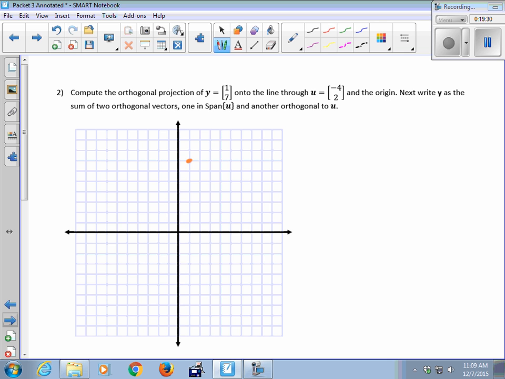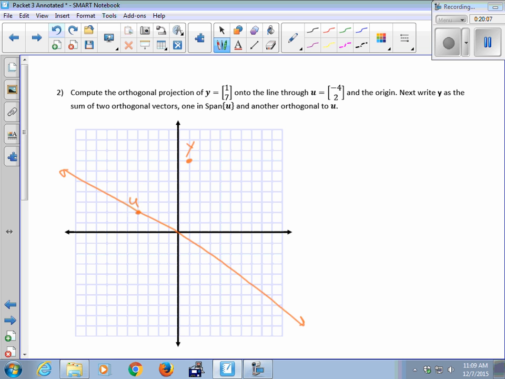All right, so I've got the point (1, 7), that's y, so I'm going to label it y. And then I have a line through (-4, 2), so I'm going to plot (-4, 2): 1, 2, 3, 4, and 1, 2. And I'm going to draw that line through that point and the origin. Oh, God, that was terrible. All right, that's better. That's u right there.